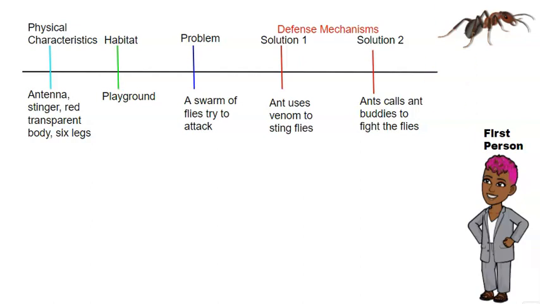My animal is a fire ant. Let's get started. I am going to focus on writing from first person, meaning I'm going to put myself in the story. As I write this story, I'm going to make sure I include the physical characteristics, the habitat, the problem, and the defense mechanism solutions.